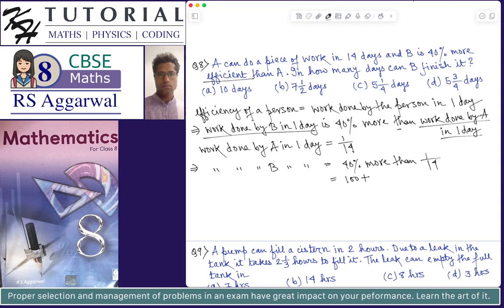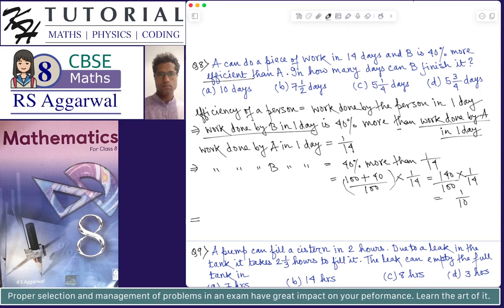Now 40% more than 1 by 14 means, this is a concept of percentage. 40% more of any quantity means 100 plus 40 divided by 100 multiplied by that quantity. In this case, it is 1 by 14. So this is equal to 140 divided by 100 multiplied by 1 by 14. After simplification, this comes out to be 1 by 10. So work done by B in 1 day is 1 by 10.